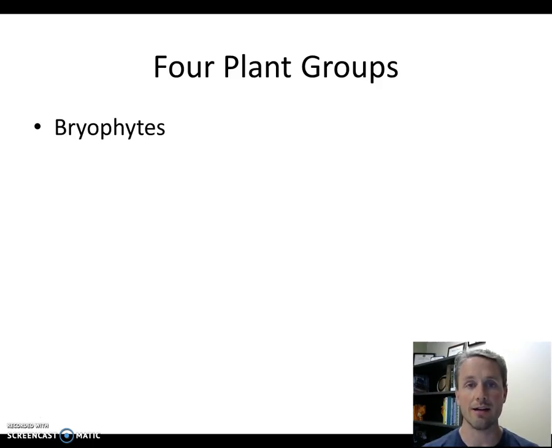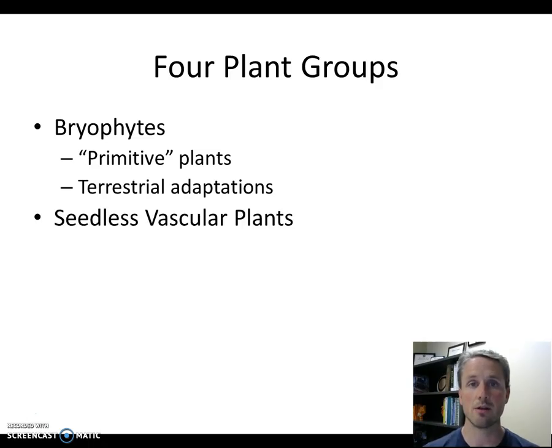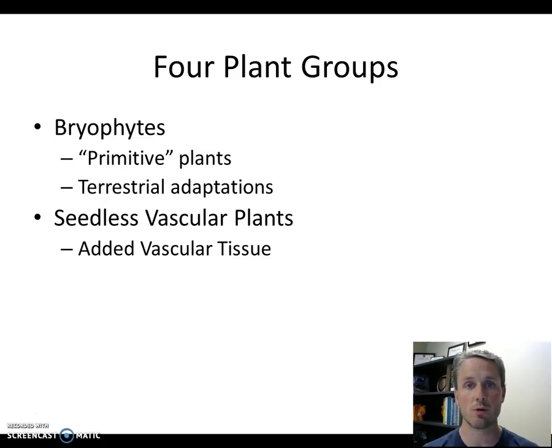So again, the bryophytes, they're the simplest plants. They're most like the original ancestral plant that first began living on land. So they're sort of primitive plants. And all of the adaptations they have are the set of terrestrial adaptations that allowed them to live on land, but no additional adaptations. All right, the next group was the seedless vascular plants. Their name tells us that they added this vascular tissue. So they added vascular tissue, that allowed them to grow larger and be more successful.